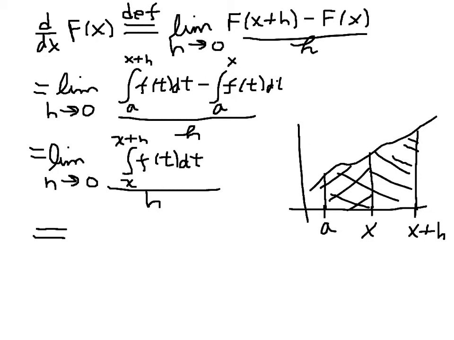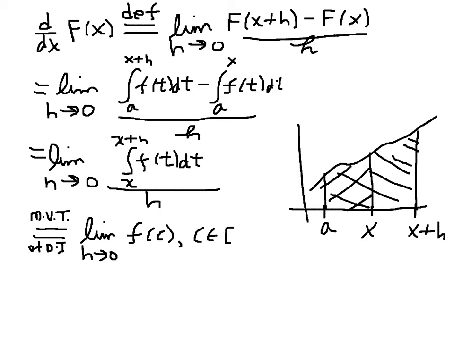So this is equal to, by the mean value theorem of definite integrals, the limit as h goes to 0 of f of c, where c is somewhere in the interval x to x plus h. Remember that? So in other words, if we just change colors here for emphasis, c is somewhere in here. Now, let's take a look at this expression that we have.